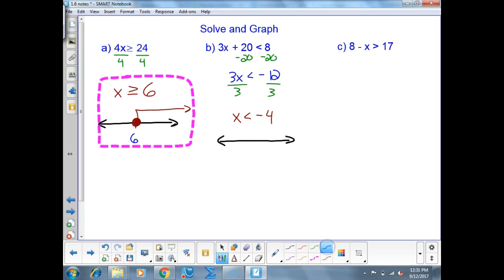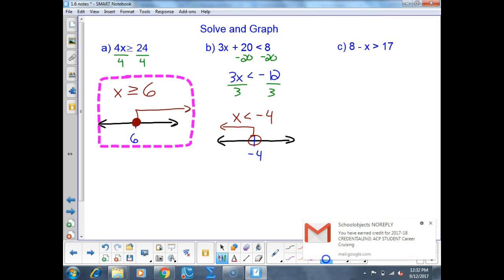Negative 4 is the number that I'm looking at. Open or closed, it is open. And I want numbers smaller than negative 4. So I am going to the left. Concur? Concur.